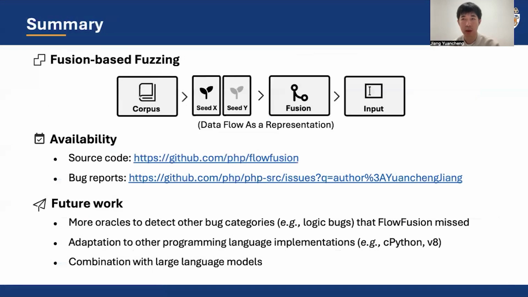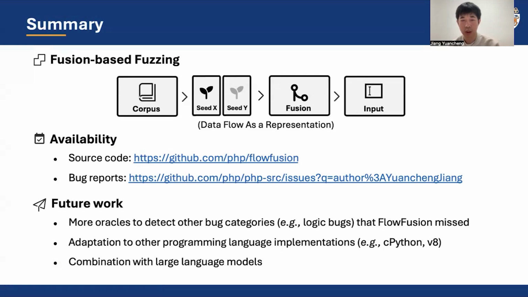Here is the summary of this work. We propose a novel fuzzing method called fusion-based fuzzing, which takes two or more seeds from the corpus and merges their code semantics. Our tool, FlowFusion, is available, and you can also check this link for our recent bug reports.